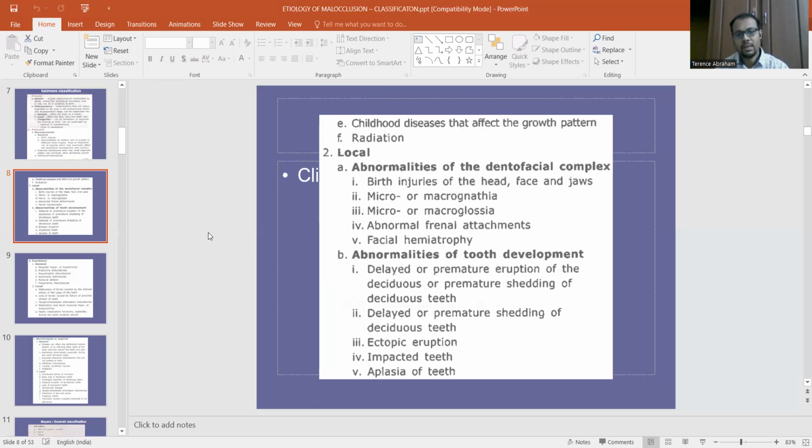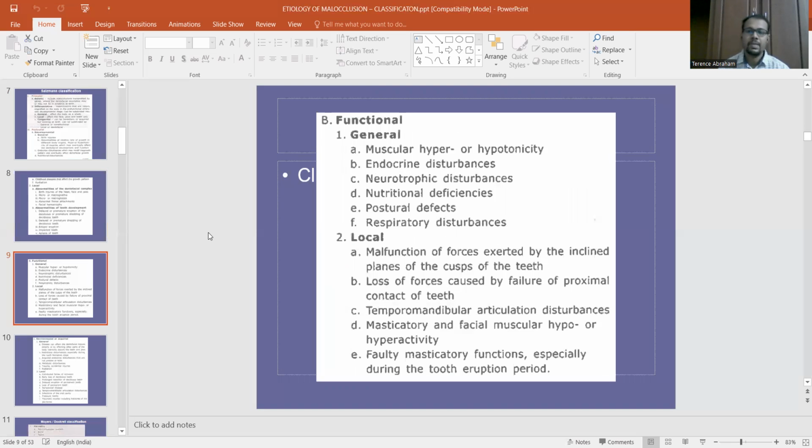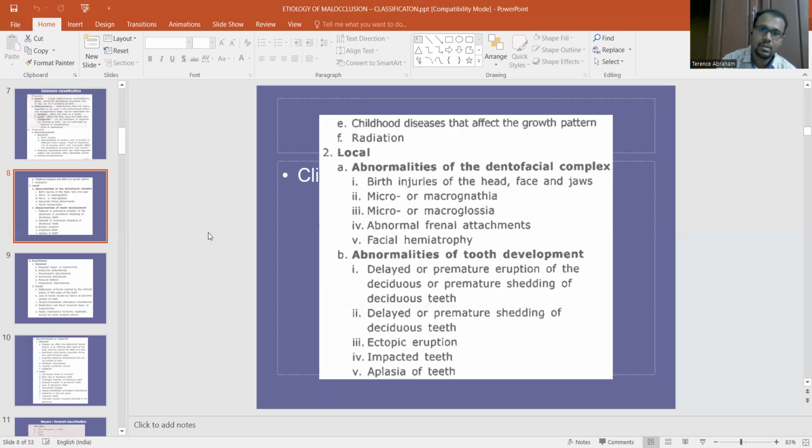all these can cause malocclusions. Then abnormalities of tooth development, for example, delayed or early eruption of the deciduous tooth, then delayed or early shedding of the deciduous tooth, abnormal eruption of a certain tooth, presence of an impacted tooth, absence of teeth, all these can cause malocclusions. So these are the various local factors.